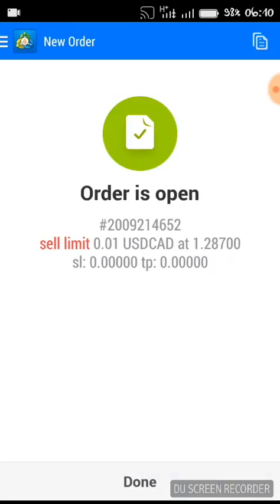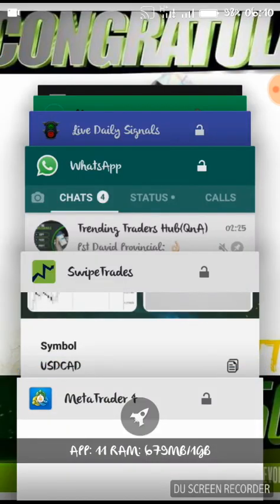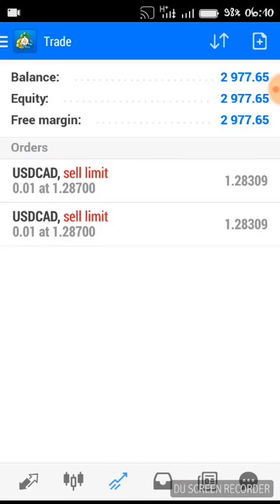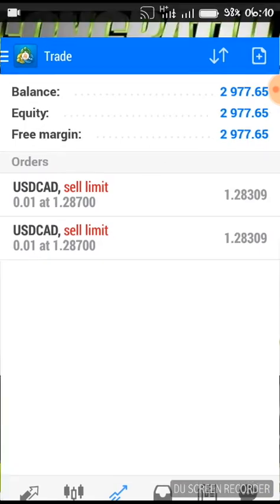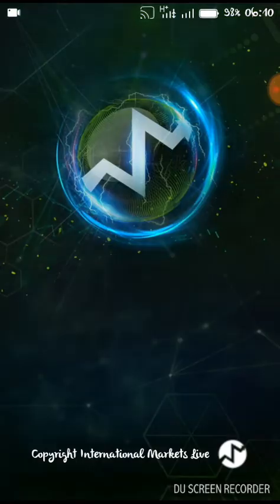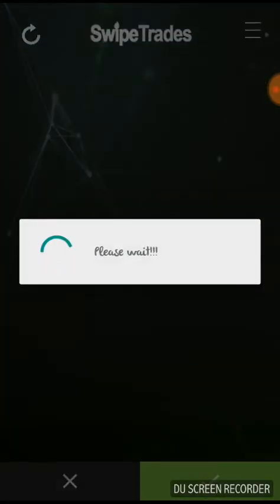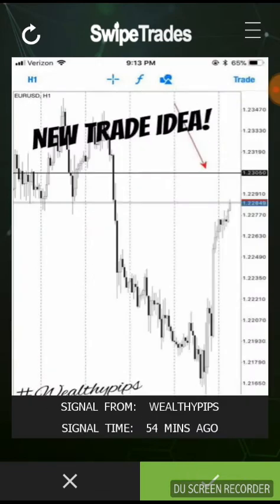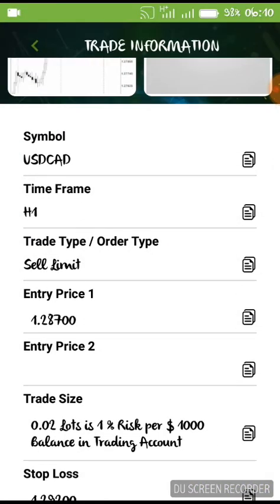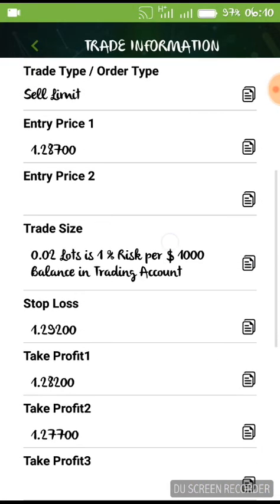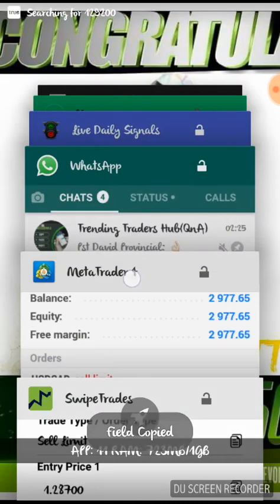Normally I don't need to be placing it first. I'm supposed to just go back to my swipe trade and pick my stop loss and take profit, but my phone sometimes does not allow me to do that, so I just do it one by one. It doesn't take me 3 minutes, whichever way I do it. So I come here now, I've taken my entry price. The next thing I want to copy is my stop loss. That's the first thing you must copy after your entry price.